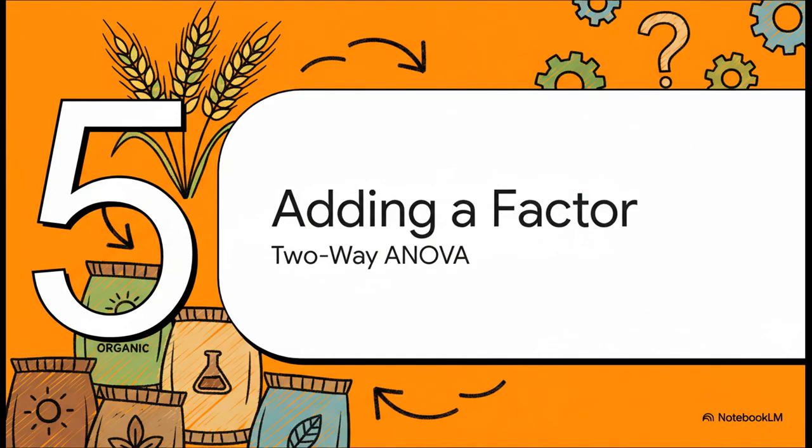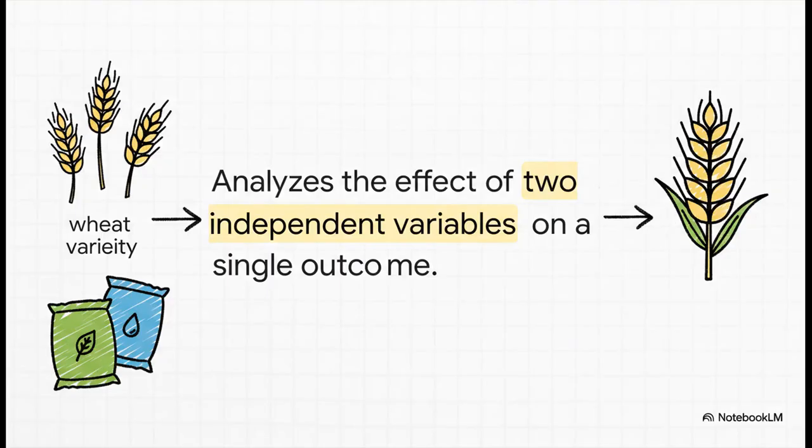But, of course, the real world is usually more complicated than that, right? What if you're interested in more than just one thing? Like, what if you want to know about both the wheat variety and the type of fertilizer you're using? Well, that's exactly what two-way ANOVA is for. It's the next level up. It lets you test the effects of 2 different things at once, say, wheat variety and fertilizer type, on your final outcome, the crop yield.